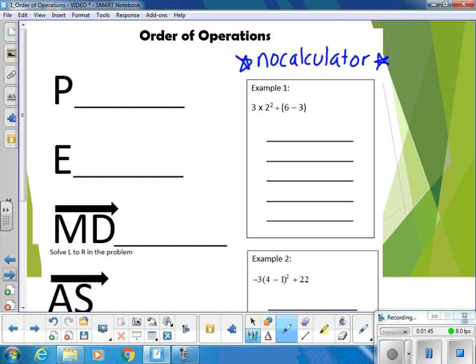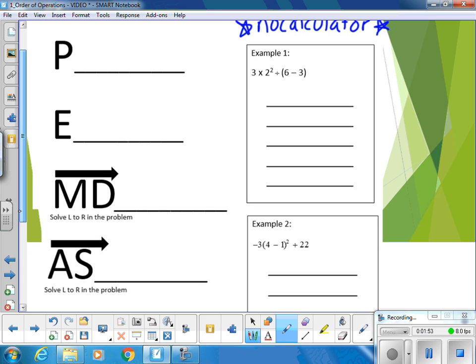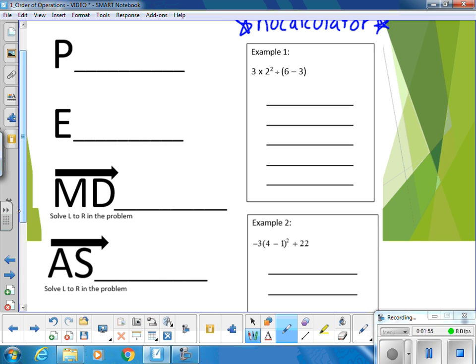Okay, order of operations, and when we get in class, we're going to be watching some videos to help us remember what the order of operations are. But as you can see, I've got in really big letters the order of operations, a short acronym here to help us remember. P stands for parentheses.